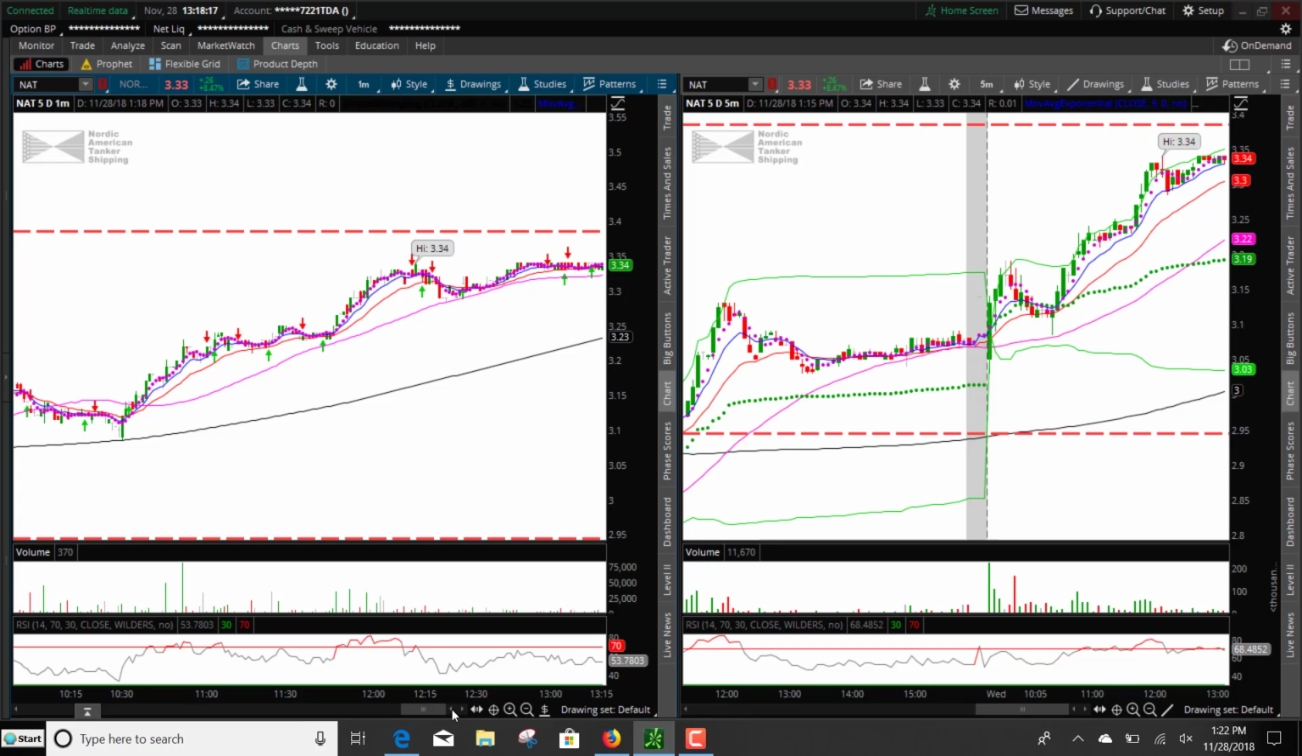So trading risk management is super important, along with the moving averages, because you can see that this 9 is keeping this stock steady right now. If it breaks below this, then you get out. And that way you can protect your profits.